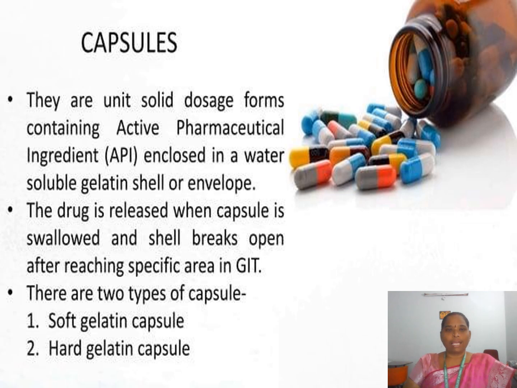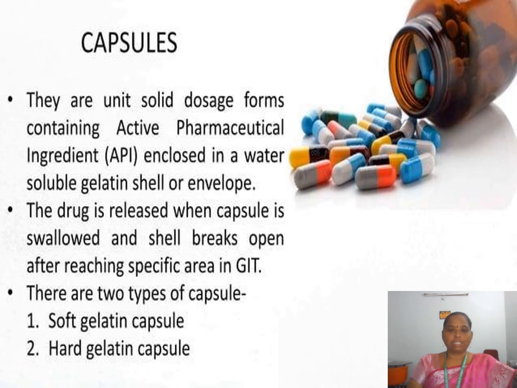Next dosage form is capsules. They are unit solid dosage forms containing the active pharmaceutical ingredient enclosed in a water soluble gelatin shell or envelope. So the drug is released when the capsule is swallowed and the shell breaks when it reaches the specific area in the GIT. So the shell will break and the drug will come out.